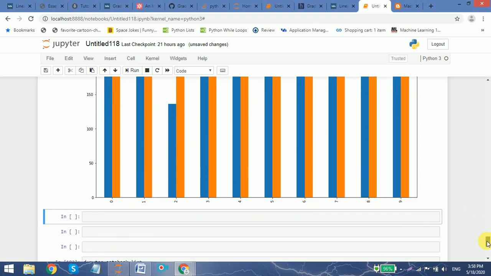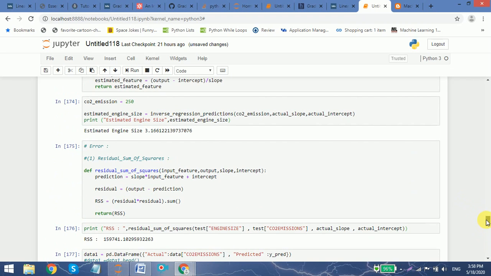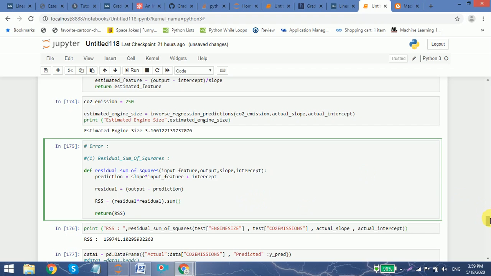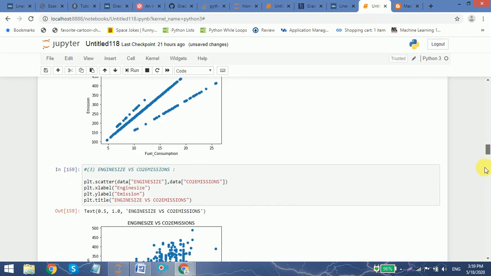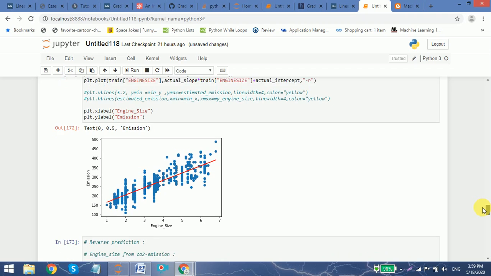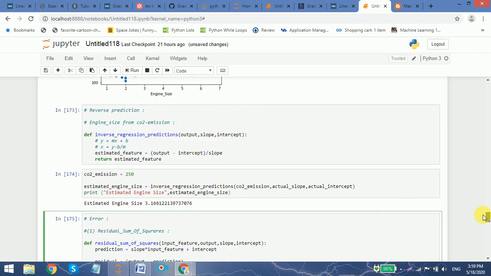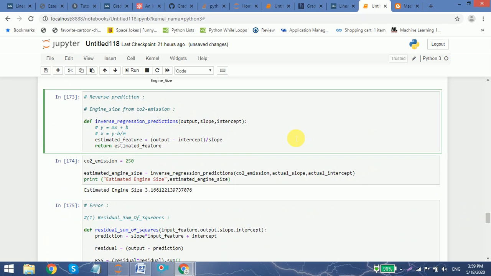So that's it for our video, and in the next video we are going to see the different kinds of methods we can use to calculate error, and how we can implement all of this regression line function using the Scikit-Learn library. That will not take more than 15 or 20 lines of code. So that's it for this video.